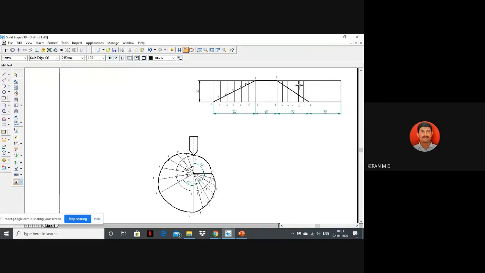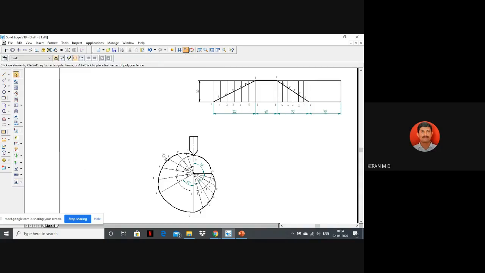So similarly here also it is 6 dash, then 5 dash, 4 dash, 3 dash, 2 dash, 1 dash, then 0. Okay.